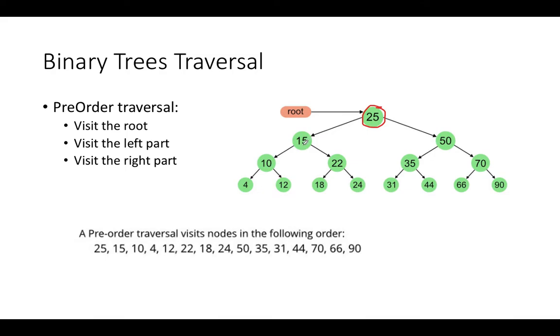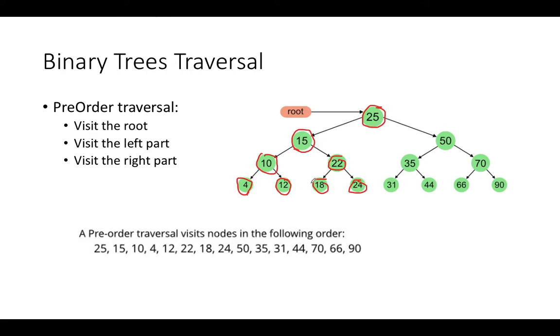And then we go to the left part. In the left part, again, first we visit the root, which is 15, and then we go to the left part. In the left part, first we visit the 10, which is the root, and then we go to the left part, and we visit the 4. After we are done with the 4, we go to the other child, which is 12. So now we are done with this part, we go to this part, but again, for this part, first we have to visit the 22 and then the children. So we visit the root before the children.